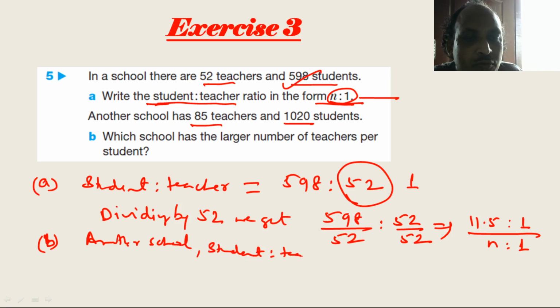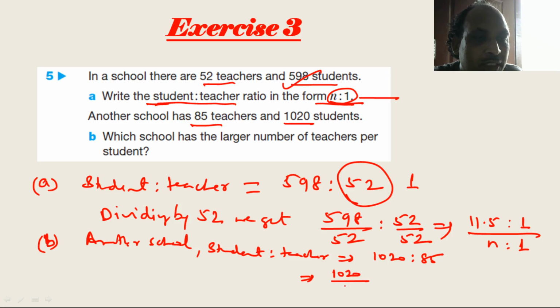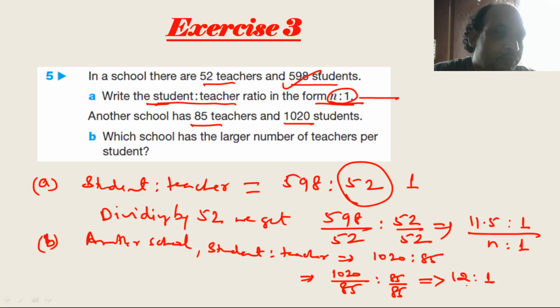Student is to teacher, and this is 1020 divided by 85. Again we need to convert it into the ratio n is to 1. So 1020 divided by 85 is to 85 by 85, and it is giving us 12 is to 1.